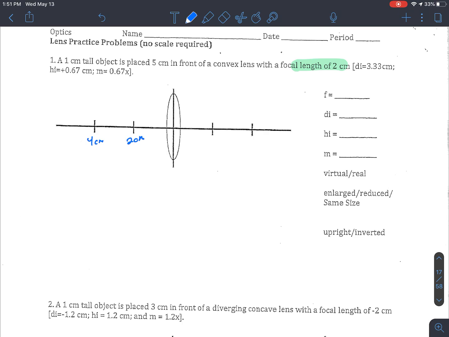Feel free to draw things on the right-hand side as far as the object goes, because it says we have a 1 centimeter tall object placed 5 centimeters in front of a convex lens. The lenses are the same on both sides, so you can pick what you want to be the front. So 5 centimeters is a little bit past 4 centimeters, something right around here. And it's 1 centimeter tall, so it's about half of that mark. I'm just going to estimate here. I do have a scaling device in front of me. So that's my 1 centimeter tall object, 5 centimeters away.